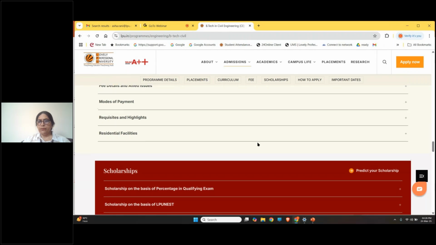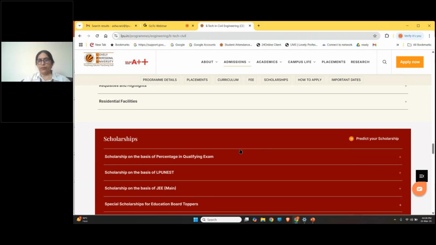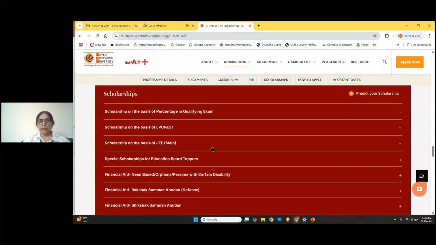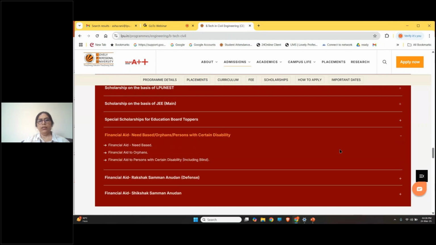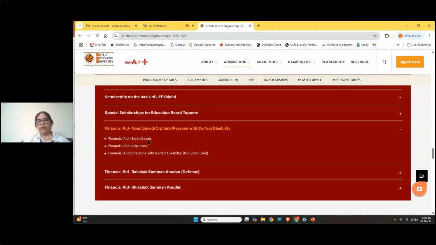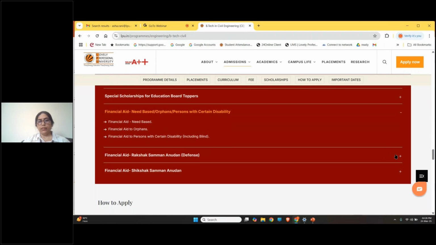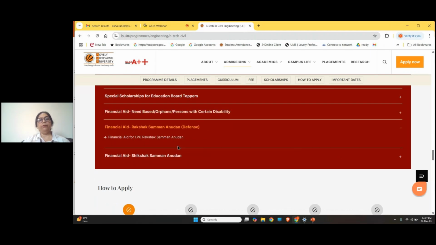And on the academic side, we also have other scholarships. The scholarship on the basis of JEE and board topper, I told you. Then we also have financial aid, which is need based: if you are from an economically weaker section, an orphan, or have a certain disability. We also offer financial aid if your parents are in defense or in the teaching profession.